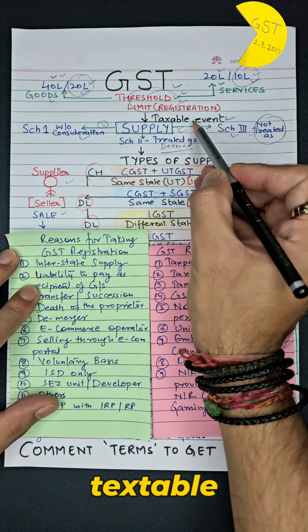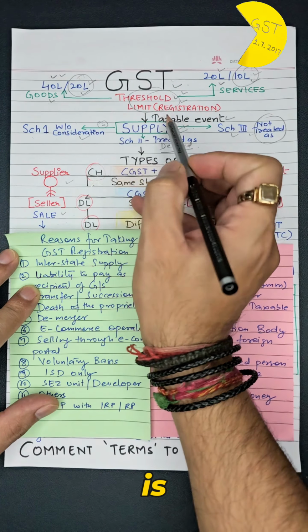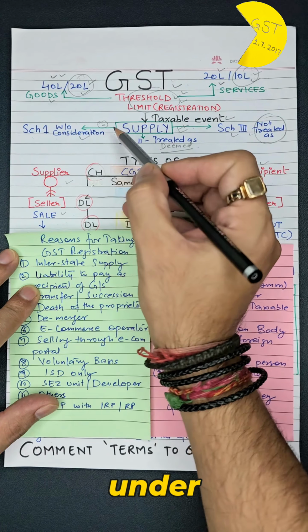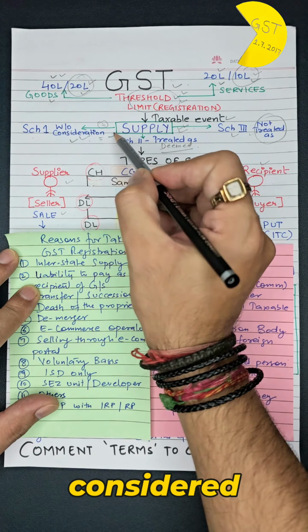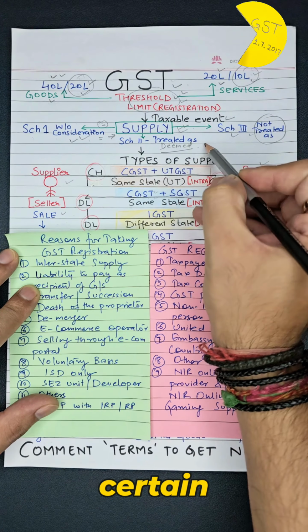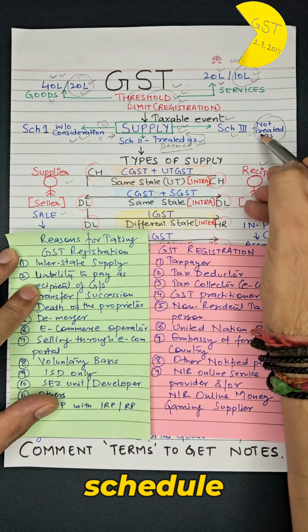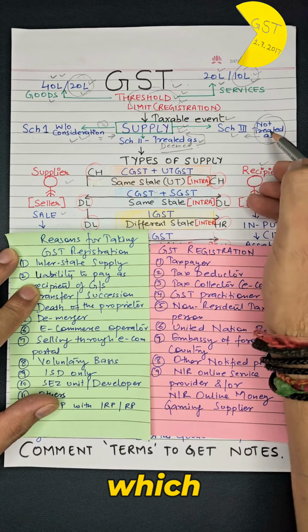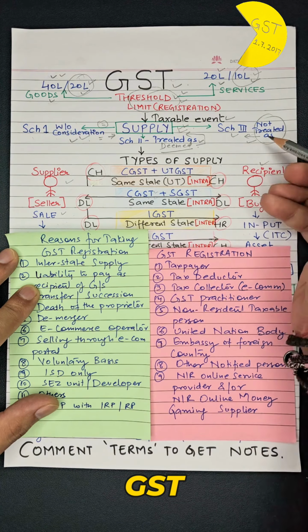Under GST, there is a taxable event which we call a supply. Unless and until a transaction is considered as a supply, it can't be taxed under the GST. Even without consideration, a transaction can be considered as a supply. And there are certain transactions which we consider as a deemed supply as per Schedule 2. As per Schedule 3, there are certain activities which are outside the ambit of GST. That means they will not be considered as a GST supply.